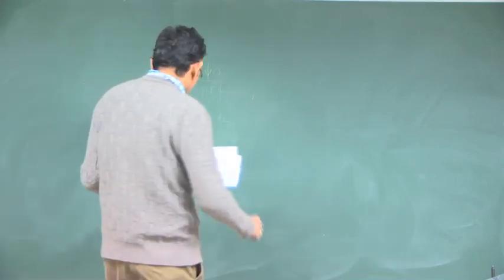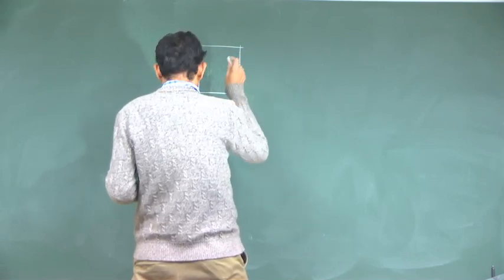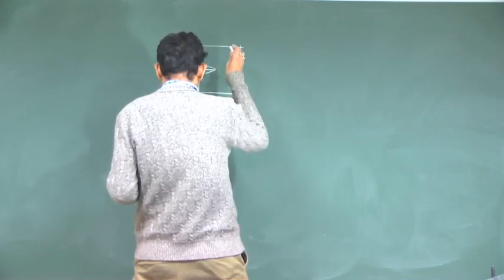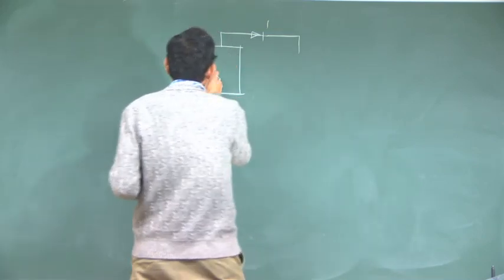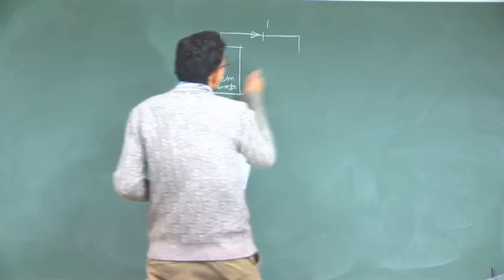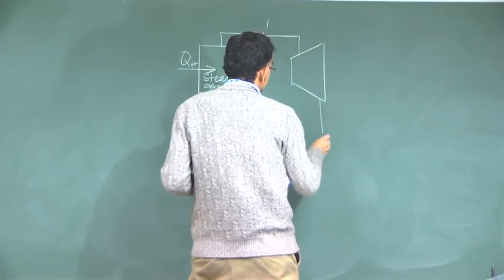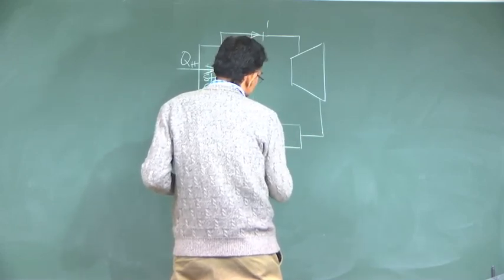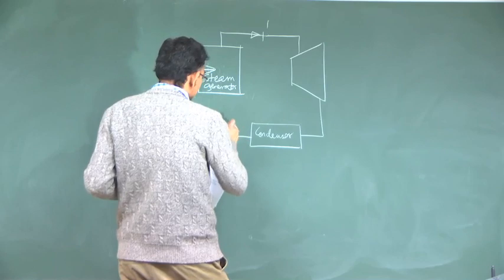So, I am just drawing the schematic. You have the steam generator, then it enters the turbine. So, this is steam generator, then it enters the turbine, then it enters the condenser, and then there is a pump.